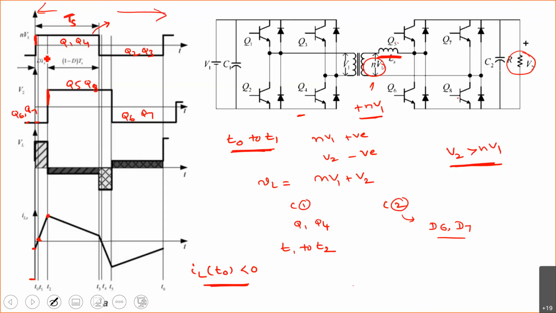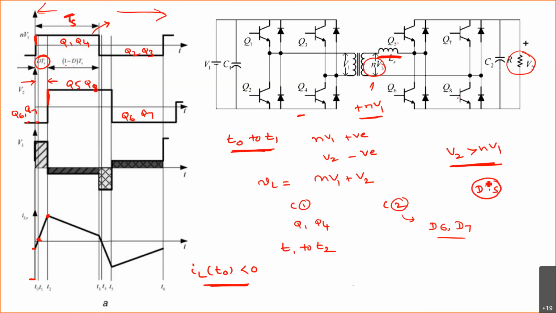This DTs is the phase shift between the two converters, that is, the angle between these two. The remaining period is (1 minus D) times Ts. The phase shift is DTs.